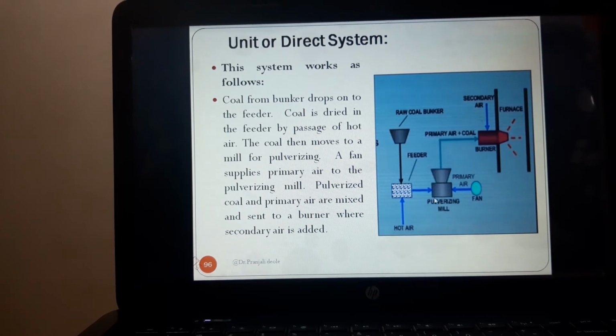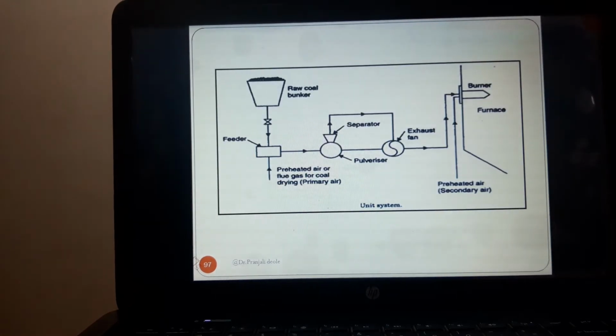Pulverized coal and primary air are mixed over here and sent to a burner where the secondary air is also added. This burner is a part of the furnace only. So here this coal is burnt. Now in the next slide you are going to see the schematic of this unit system. So please refer to this schematic of the unit system.